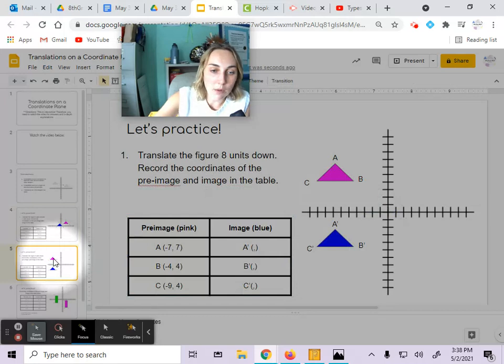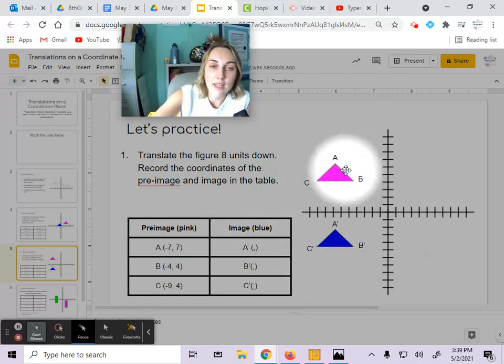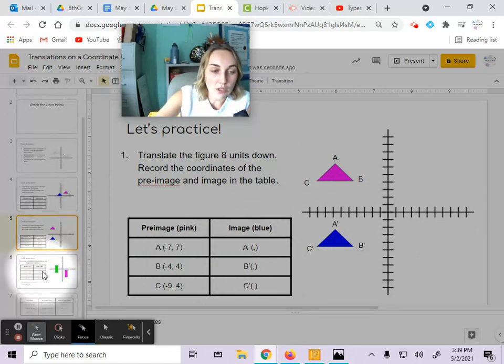All right. So what I want y'all to do is go ahead on this slide without me. I have this for you. All that's happening is the shape is moving down 8 units. I already told you what coordinates A, B, and C are at. You just have to tell me what A prime, B prime, and C prime are at. All you have to do is move 8 units down. So go ahead and do that for me, and then you should be good to go.